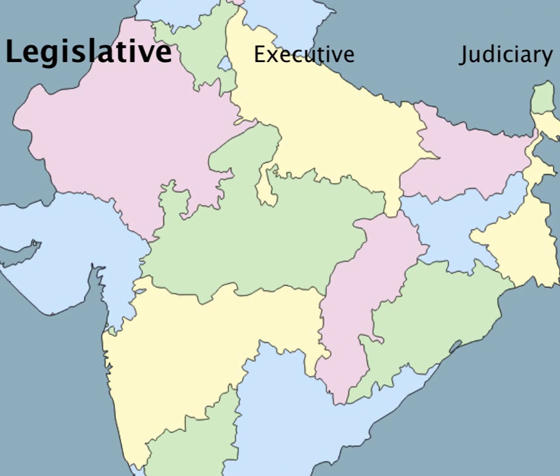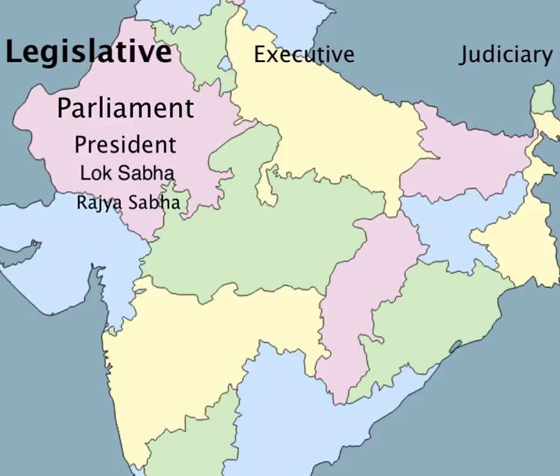Hi and welcome. We are currently in the legislative branch of the Indian Union. To recap, the legislative branch consists of the Parliament. The Parliament in turn is made up of the President, the Lok Sabha and the Rajya Sabha. In this video, we will further examine the Parliament.